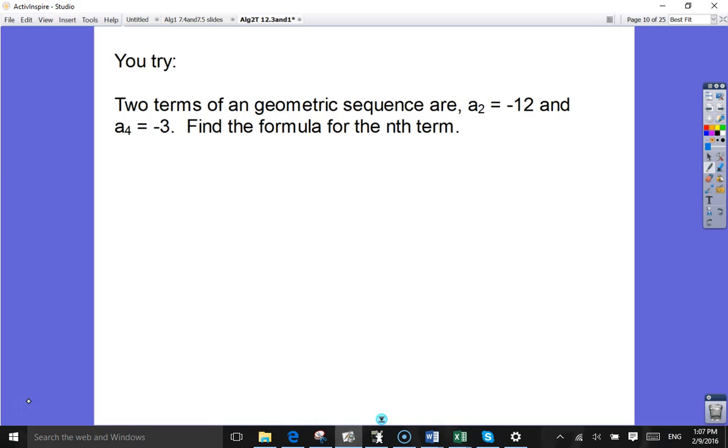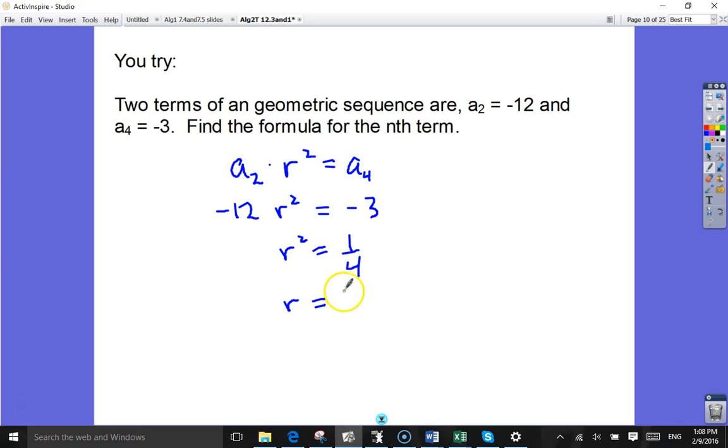If I set it up with an equation, I'd set it up like this. A2 times r squared should be A4, right? I know A2, that's negative 12. And I know A4, that's negative 3. So I solve for the r. r squared equals positive 1/4. And then I take the square root, and what do I get? Plus or minus 1/2. You could actually do this with r as positive or r as negative.